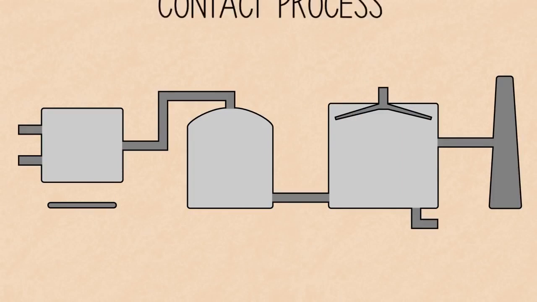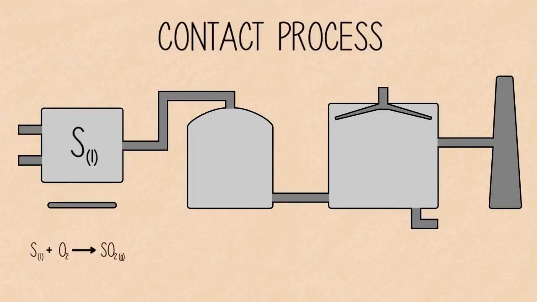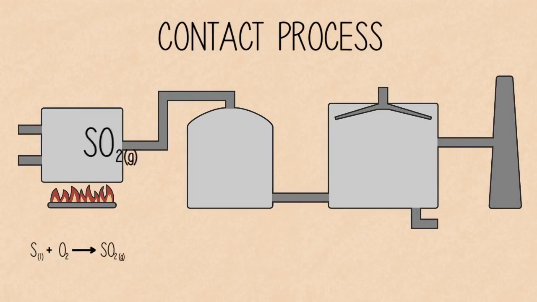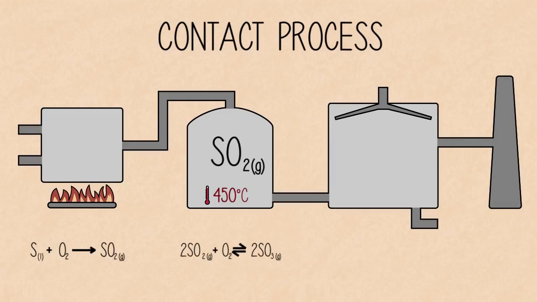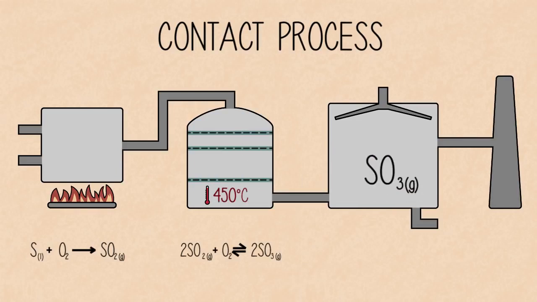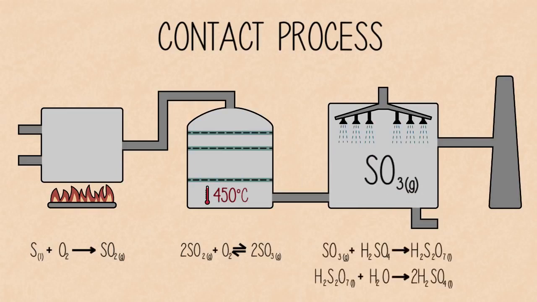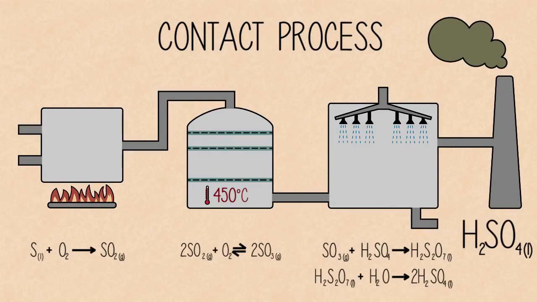In summary, the contact process converts sulfur to sulfur dioxide by combusting sulfur in air. The sulfur dioxide produced is heated to 450 degrees centigrade over a vanadium oxide catalyst. This produces sulfur trioxide. The sulfur trioxide is treated with a fine mist of water and 99.5% sulphuric acid is collected. The acidic fumes produced are treated with acidic scrubbers to prevent local acid rain.